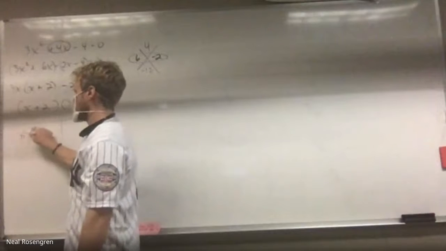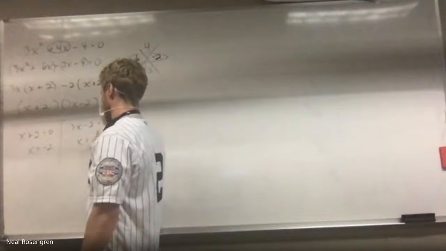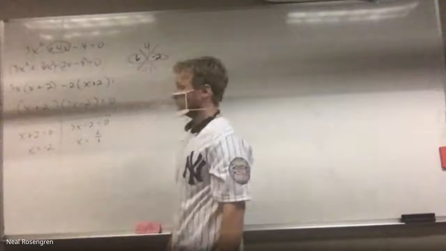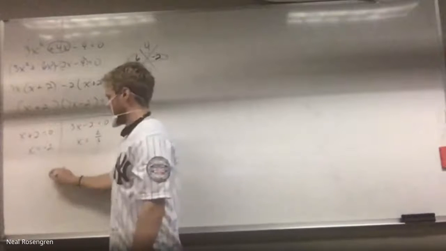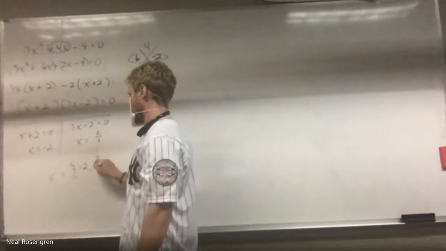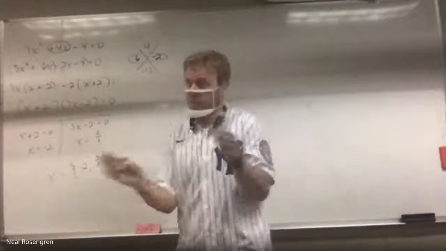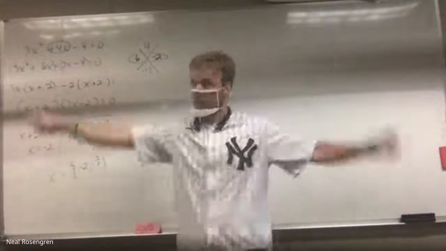And now you can solve. Okay, x plus 2 equals 0, so x equals negative 2. 3x minus 2 equals 0. Add 2, divide by 3, that's 2/3. If you want to write the solution set, smallest number, and when I say smallest, I mean furthest left on the number line, not closest to 0. Small and big.